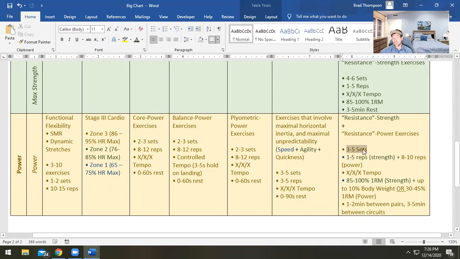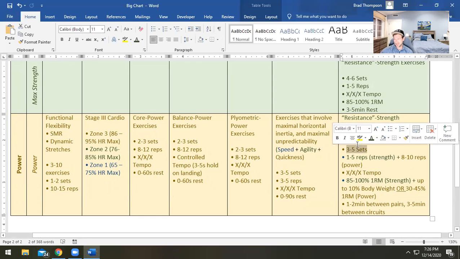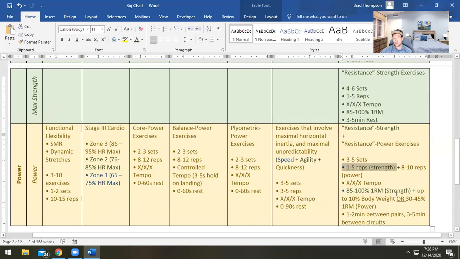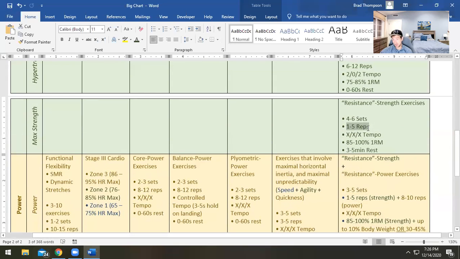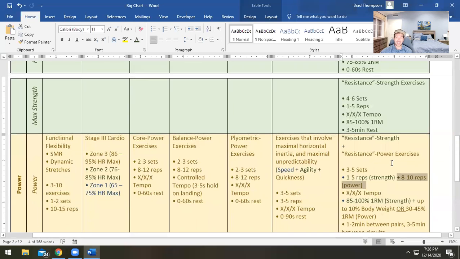So 3 to 5 sets for both, obviously, because sets are not per exercise. You're gonna do 1 to 5 reps for the strength movement. That looks identical to what we saw up here, so no big surprise there. Again, this is all about high force, right? And then we got the high velocity side of things here. You're gonna do 8 to 10 reps for your power movement. Both of those are gonna be super explosive at an XXX tempo.